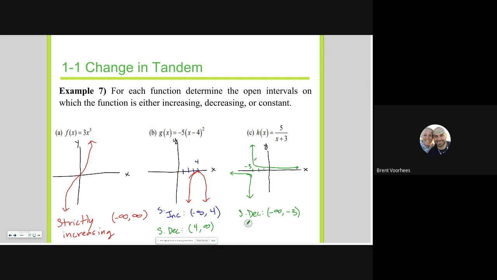No, it's not. Decreasing. From left to right, what's happening? It's also decreasing. So you'd say from negative 3 to infinity. It's strictly decreasing. Yeah, it's decreasing the whole time. It looks like it's flat, but it's technically always getting a little bit smaller. All right.